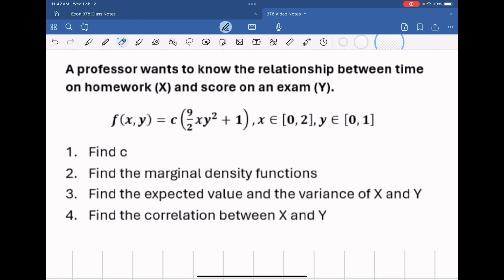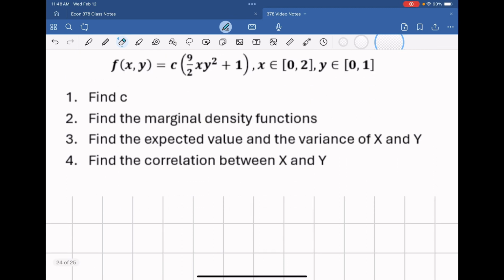So here's a question where at the end what we want to find is the correlation between homework and scores on an exam. And so we're given a joint density function with the constant c. So what we're going to do is walk through these 4 steps. We're going to first find c based on the properties of what a probability is, find the marginal density functions, and then using those we're going to find the expected value of y and x, and then finally we'll find the correlation. So let's get started.